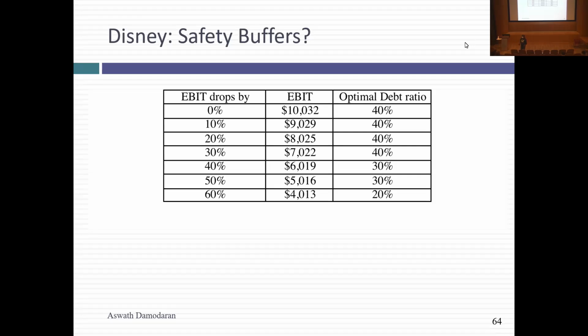I'm preparing myself because I know there's going to be somebody conservative saying, what if something goes wrong? And with Disney, my answer is not that nothing will go wrong, but even if you have a bad year, you're going to be okay with a 40% debt ratio because there's enough buffer built in the system. Yes. How did you compute this?